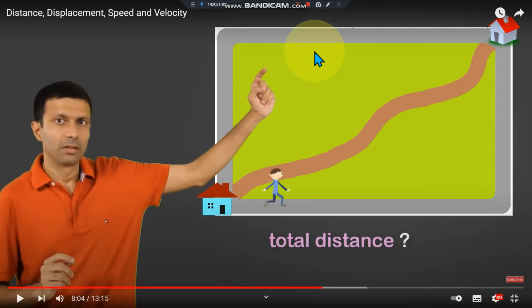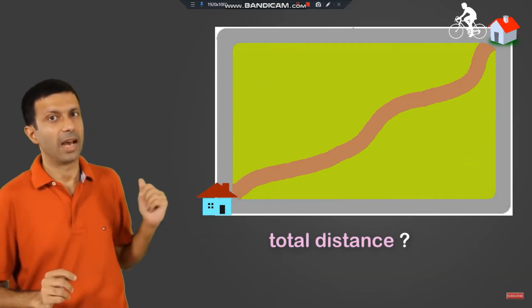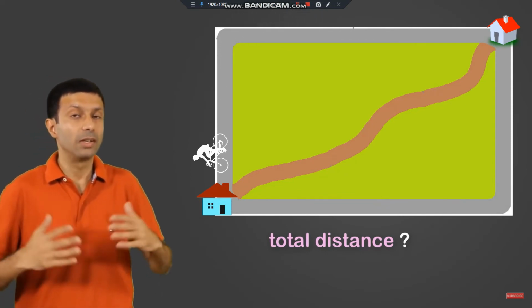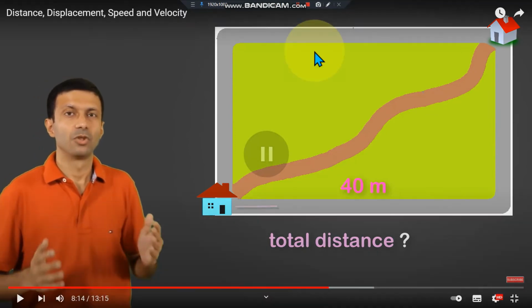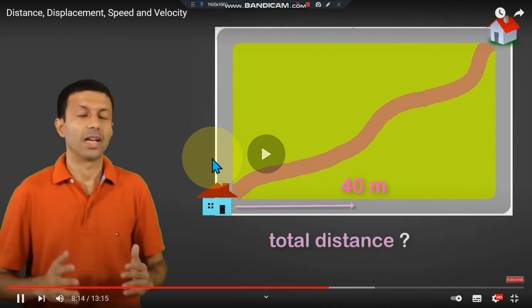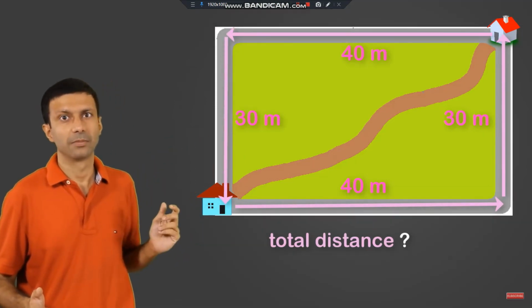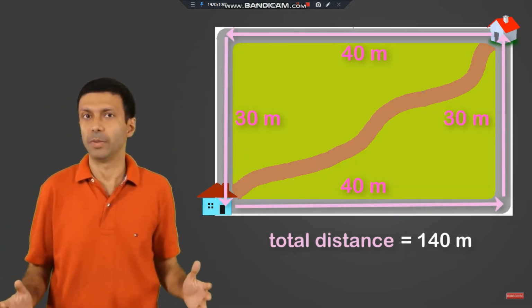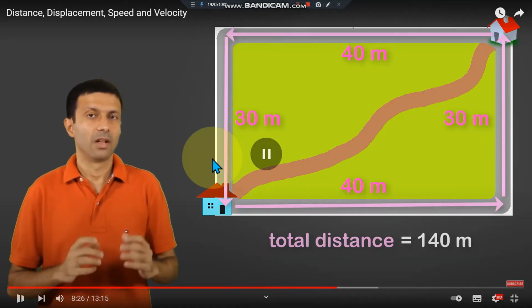The total distance is from your house to your friend's place and back. So the total distance is going to be the perimeter of this rectangle. So that's 40 plus 30 meters and 40 plus 30 meters. So that's a total of 140 meters. That is the total distance traveled by you.